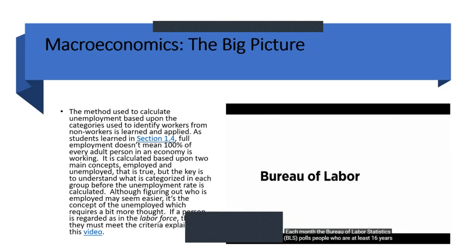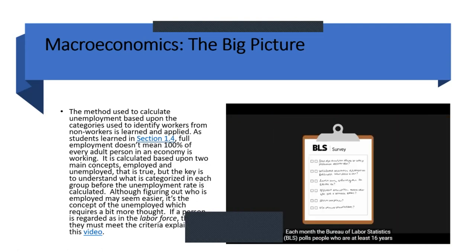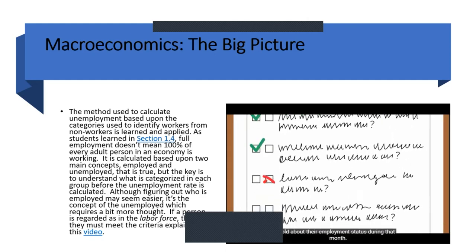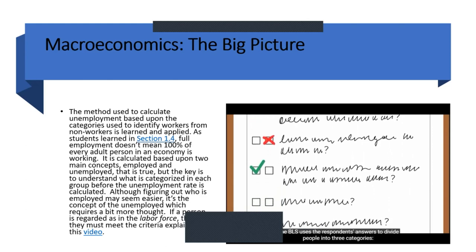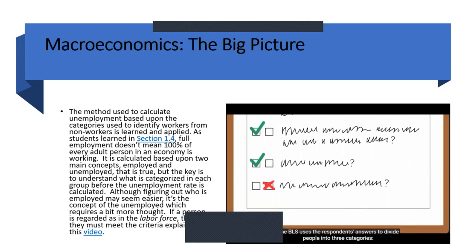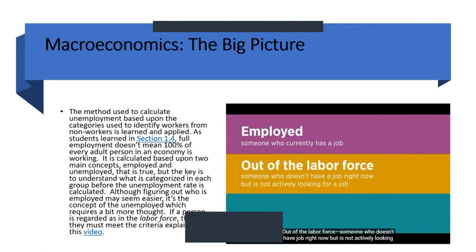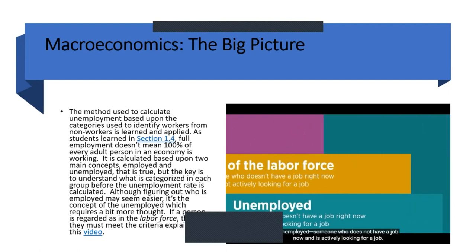Each month, the Bureau of Labor Statistics, or BLS, polls people who are at least 16 years old about their employment status during that month. The BLS uses the respondents' answers to divide people into three categories. Employed, someone who currently has a job. Out of the labor force, someone who doesn't have a job right now, but is not actively looking for a job. Or unemployed, someone who does not have a job right now and is actively looking for a job.